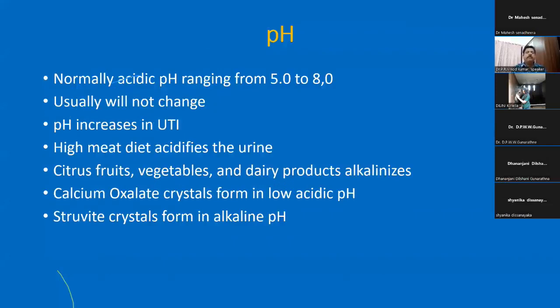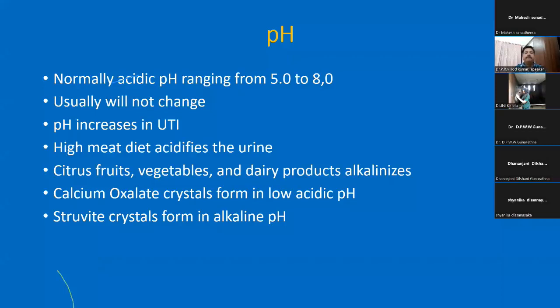The pH of urine. The normal pH should be acidic. It is a carnivore. It should be around 7 or below 7. 5 to 8 is ideal, but it should be below 7. That is more ideal. Usually it will not change. pH increases to the alkaline side in urinary tract infection. High meat diet acidifies the urine.